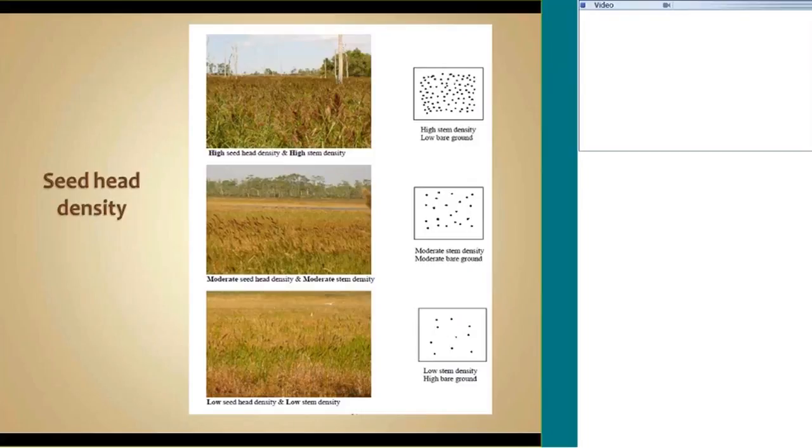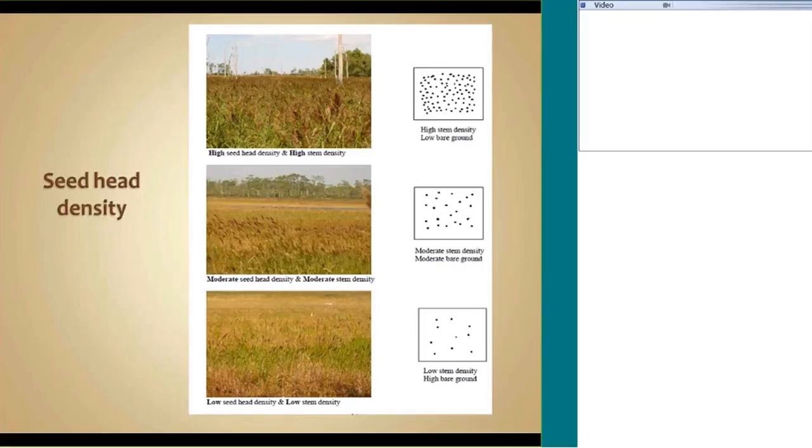So the guide is intended to assist you with assigning seed head density as follows. For a habitat patch with many seed heads, high stem density, and low bare ground, we assign that to the high seed density category on the field data sheet. For a habitat patch with a moderate number of seed heads, moderate stem density, and moderate bare ground, it's assigned to the moderate seed density category. And lastly, for a patch that has very few seed heads, low stem density, and high bare ground, we assign that to the low seed density category.